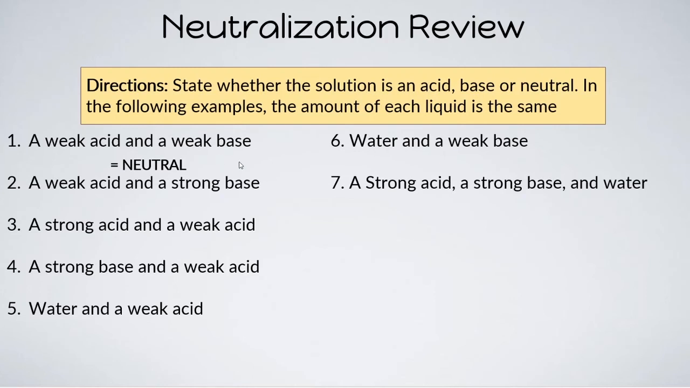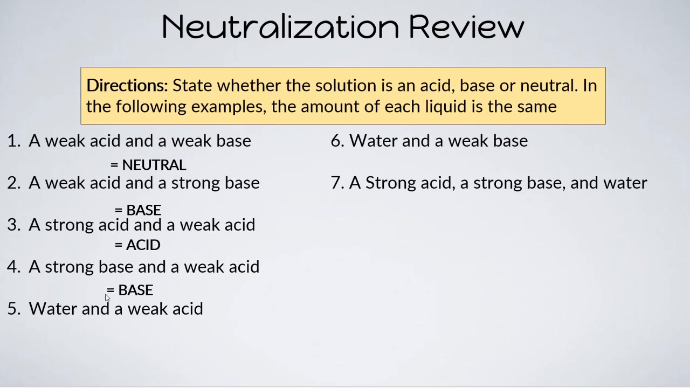A weak acid and a strong base. So now we have a whole lot of hydroxide ions in the base, I still get them confused, and we have few hydrogen ions. So if we added that, hopefully you would say we would have a base, because in a base we have more hydroxide ions. Number 3, a strong acid and a weak acid. Well, if we add 2 acids together, we're still going to have an acid. How about a strong base and a weak acid? We would have a base still, because the base is stronger.